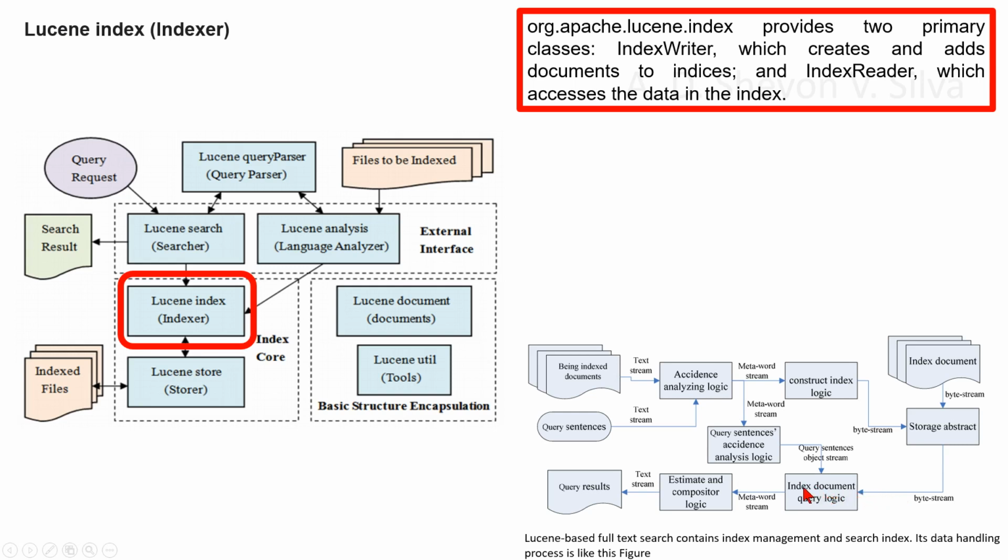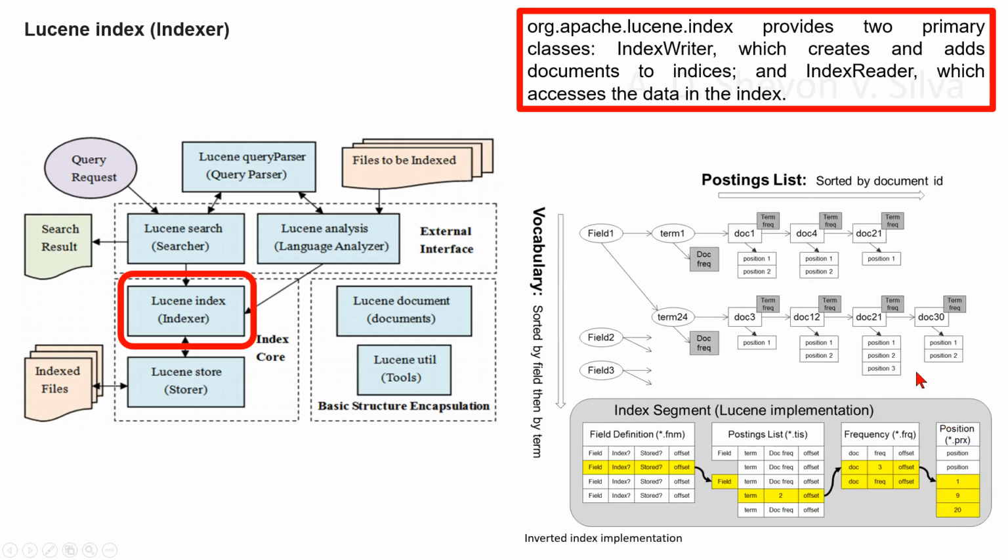Index document query logic is connected to estimate and compose logic. Meta word stream is passed from index document query logic to estimate and compose logic. Estimate and compose logic is connected to query result. Text stream is passed from estimate and compose logic to query results.